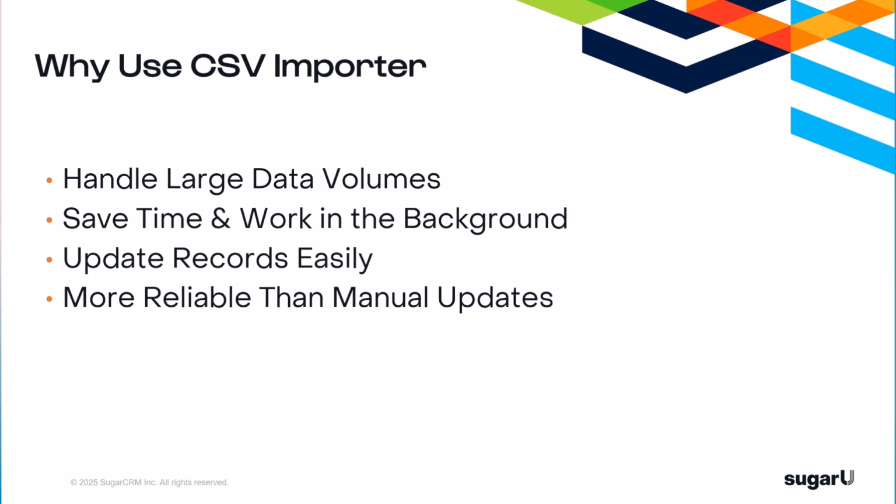The CSV Importer also simplifies updating existing records. You can match based on fields like part number, rather than relying on record IDs. This makes it much easier to manage your product catalog, pricing updates, or customer data. And because it minimizes manual input, it's also more reliable, reducing the risk of errors and keeping your data consistent and accurate across the system.